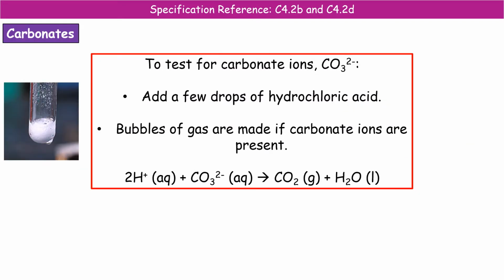White precipitate tells us there's a sulfate ion present. The second test is testing for the carbonate ions, CO32- ions. We add a few drops of hydrochloric acid, and if we get bubbles being formed as we add the hydrochloric acid, then carbonate ions are present. So it's a very simple test. Hydrochloric acid makes bubbles if the carbonate ions are present.